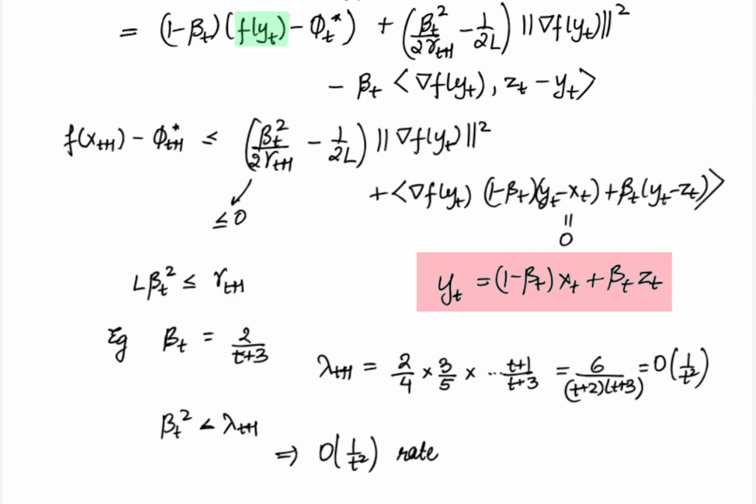Another possibility is that we choose beta so that this is an equality for all t, that is L beta t square is equal to gamma t plus 1. It can be verified numerically that such a choice is also possible and gives us the same order 1 over t square convergence rate.